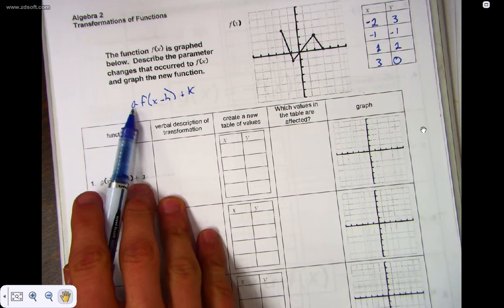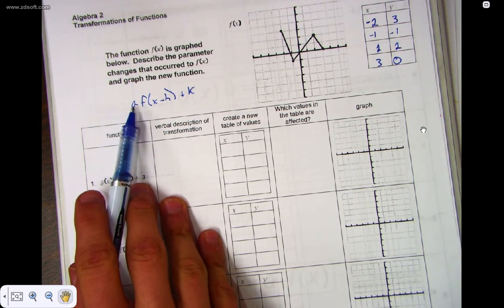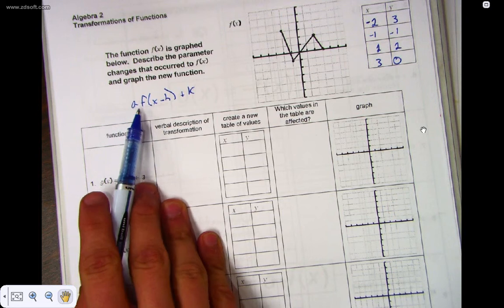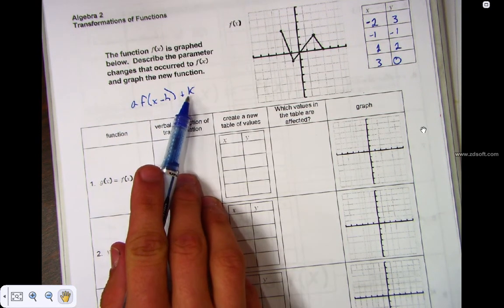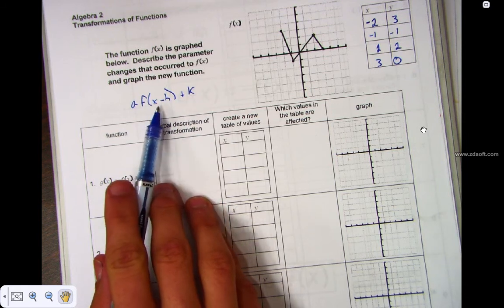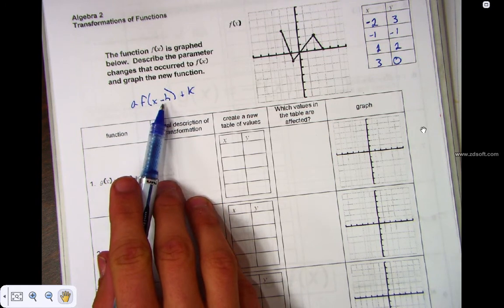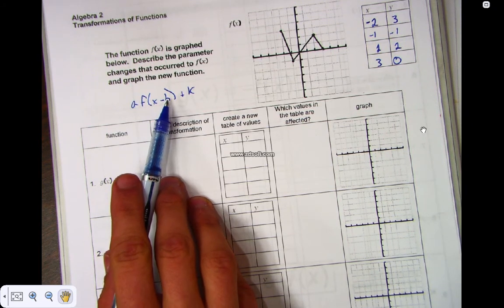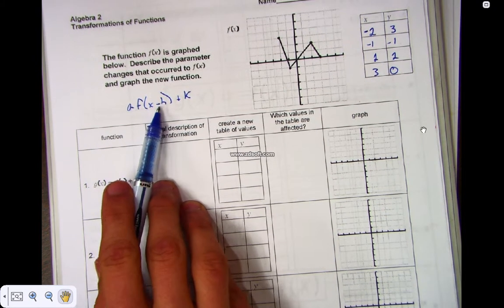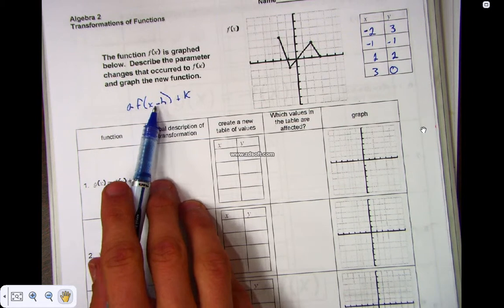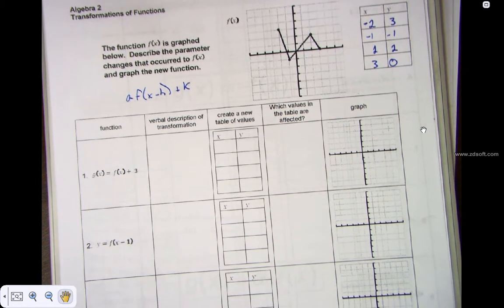And then A is going to stretch the graph up or down. So A is multiplying your y values. K is adding to your y values or subtracting from your y values. And anything that's inside the parentheses is strictly concerned with the x's. So that H is going to affect my x values. So let me show you what I mean. And remember also, whatever's in that parentheses is backward from what you normally think would happen.